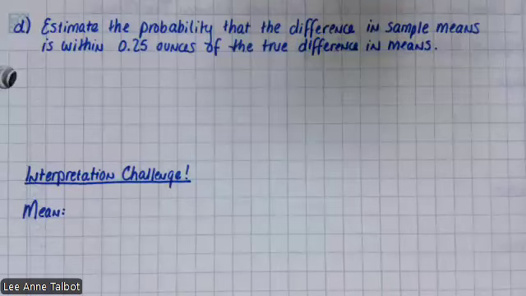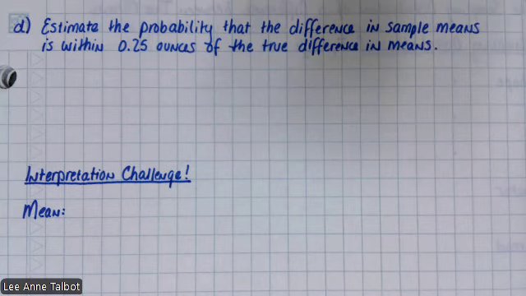So in this problem, we have a little bit of translating to do. So we need to translate the word. So this is not our usual. Usually it just says greater than or less than or something like that. This one says within 0.25 ounces of the true difference in means.